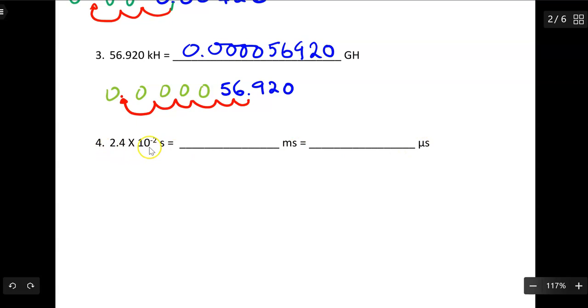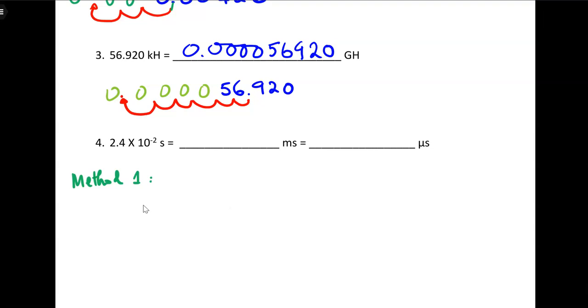But for this one, I have a number in scientific notation, right? You see 2.4 times 10 to the negative 2. So there's 2 ways that you can do this, okay? I'm going to start with method 1. The reason I mentioned 2 methods is because I want to let you know that some methods are easier than the others. You don't have to apply 2 methods in this question, but for this question, the easiest one is to convert this into a decimal notation. And that is easy to do, right?